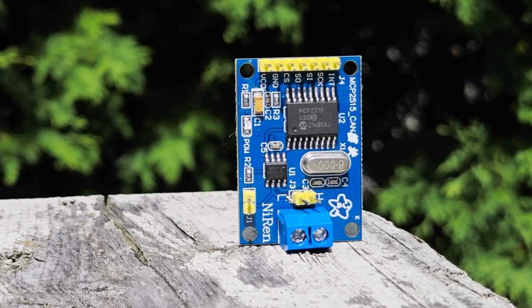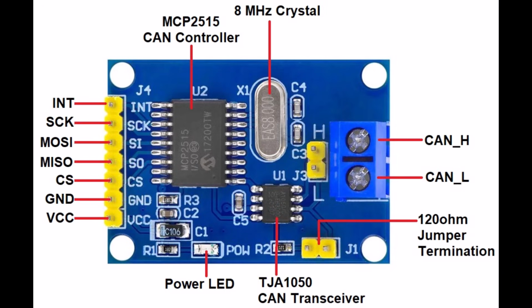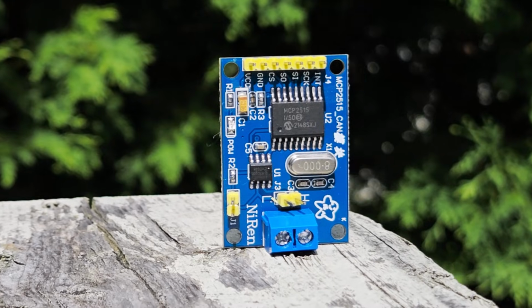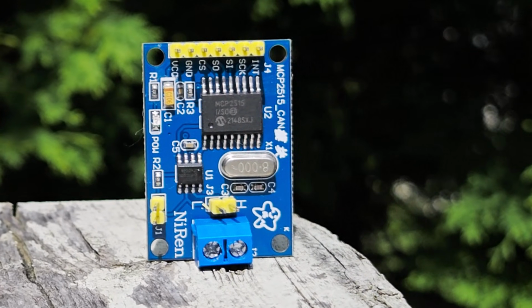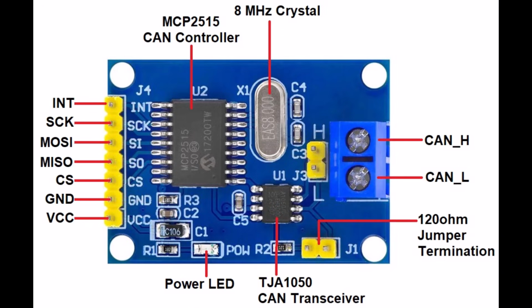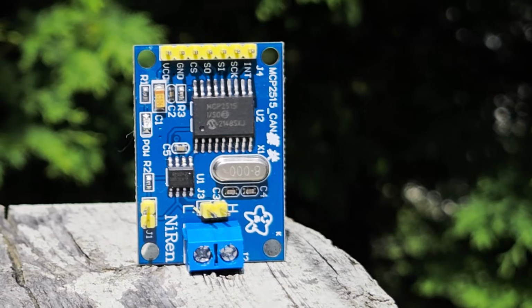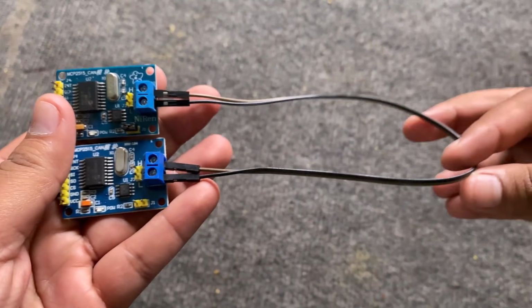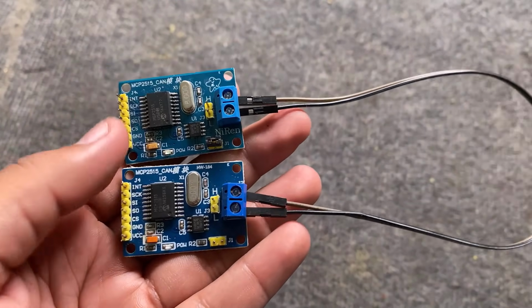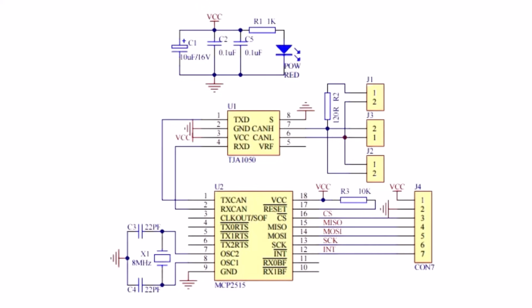The module has a TJA1050 IC, which acts as an interface between the MCP2515 CAN controller IC and the physical CAN bus. The board has an 8 MHz crystal oscillator. A jumper can be attached, which will give 120 ohm termination. CAN H and CAN L are the two screws where wires can be attached over a distance for communicating with another CAN module. This is the circuit diagram of the CAN module.